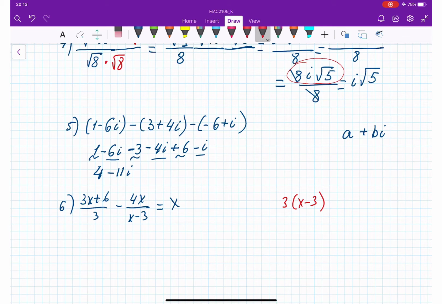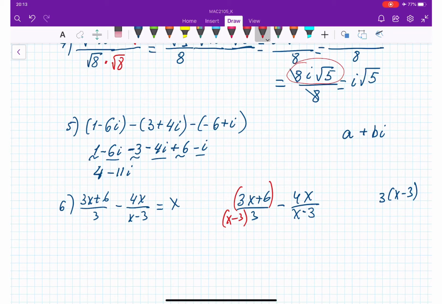Okay, so let me start. 3x plus 6 over 3 minus 4x over x minus 3. So if our common denominator is 3 times x minus 3, I have, for the first fraction, I have 3. So I'm missing x minus 3, yes? x minus 3 here. When you have expression like 3x plus 6, it's an expression because we have addition in between them. So you always have to put in parentheses. Otherwise it will be like you are multiplying only 3x by x minus 3. Okay?